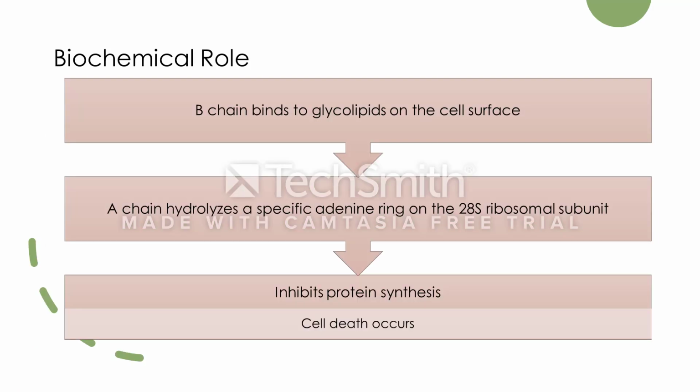The biochemical role of the two chains is important to understand the entire mechanism by which ricin acts to inhibit protein synthesis. The B chain functions to bind to glycolipids on the cell's surface. This binding is what allows ricin to enter the cell. Once it has entered, the B chain breaks off from the A chain, and the A chain moves towards the ribosomes. The A chain then hydrolyzes a specific adenine ring on the 28S ribosomal subunit. The cleavage of this bond results in improper functioning of the ribosome, which leads to the inhibition of protein synthesis and cell death.